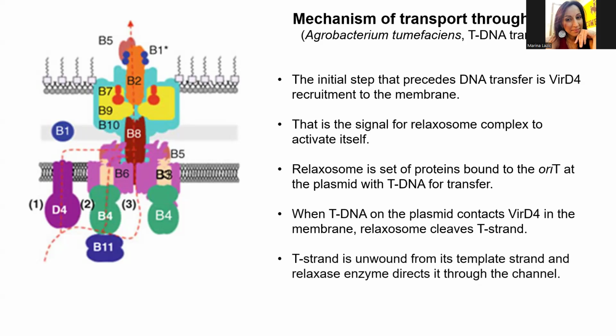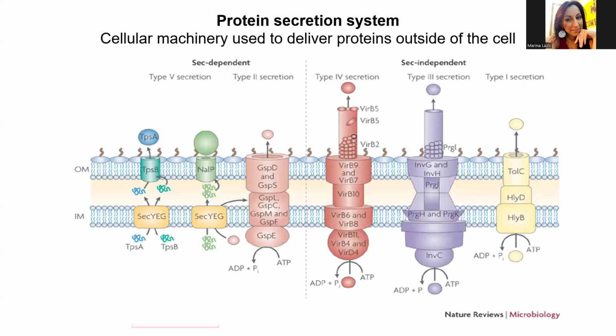So this T-DNA on the plasmid now contacts the inner membrane VirD4, and now the relaxosome, which is bound to the origin of transfer, can cleave a piece of DNA from the plasmid, and that strand gets unbound, because it's DNA, so it's like oil, and it's pushed through the channel. So only part of the DNA is pushed through the channel and it's cleaved by the relaxosome. So this is way easier than protein transport.